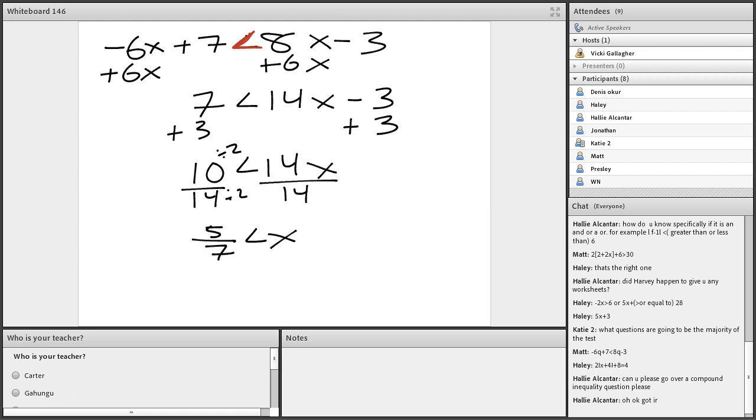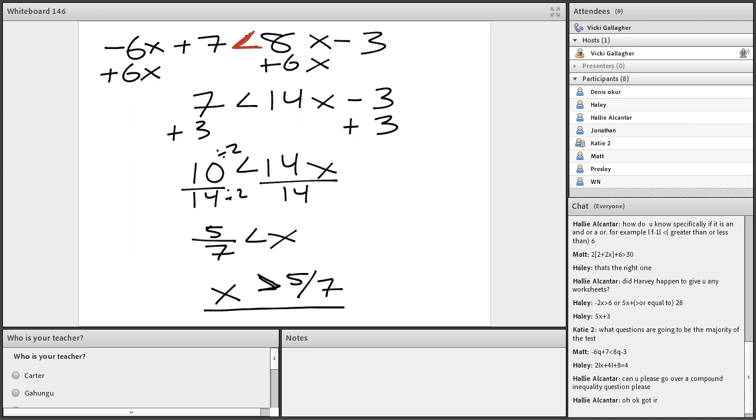And then I literally just talked about this. This was the one thing we hadn't talked about yet. I don't want to end a problem with the letter on the right-hand side. I really want the letter to be first. So I am going to flip-flop the entire problem. I switched the letter and the number, and then I flip-flop my inequality. And this is what you would write on your answer line.